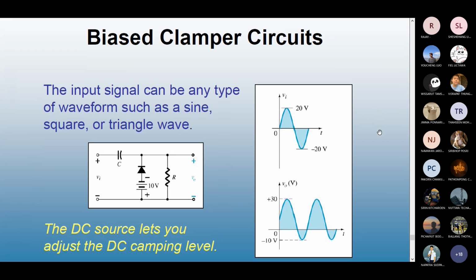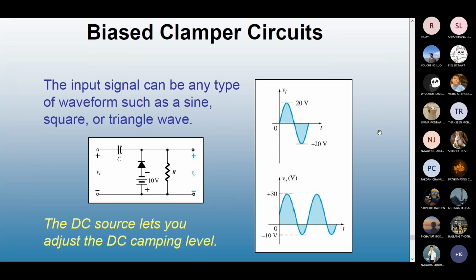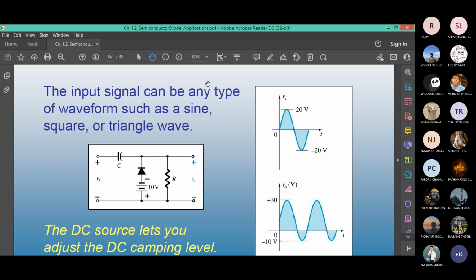Now let's quickly look at this, and we will do an actual example from the textbook. Here the answer is kind of given. Can you see the bias clamper circuit with a 20 volt peak, 40 volt peak to peak input? Do you see that? Yes, we can see it. Okay, look at the circuit.